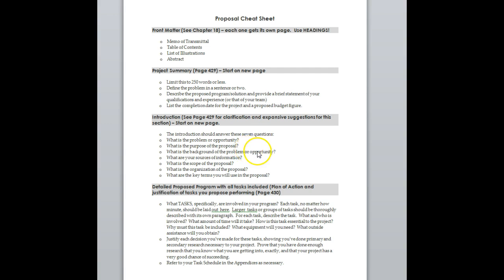What is the background of the problem or the opportunity? This is a brief background, although you're probably not going to be telling people things they don't already know. You want to show them that you understand the problem and the opportunity, that you're very clear on the history. Sometimes being very clear in that history gives you a very solid authority. You know what's going on. You're educated in this. So you know what you're talking about.